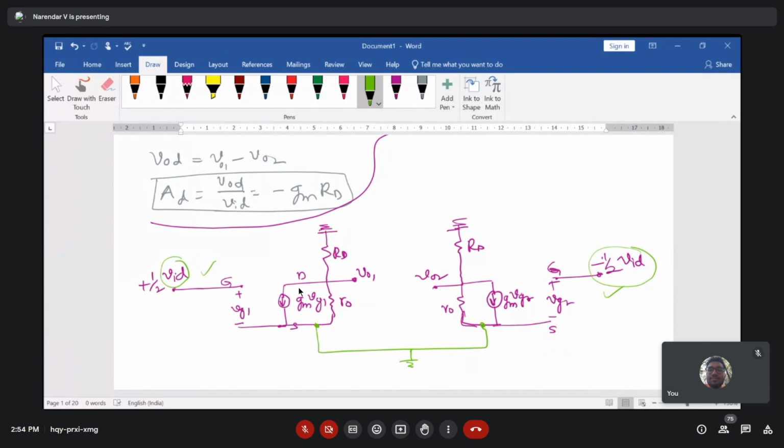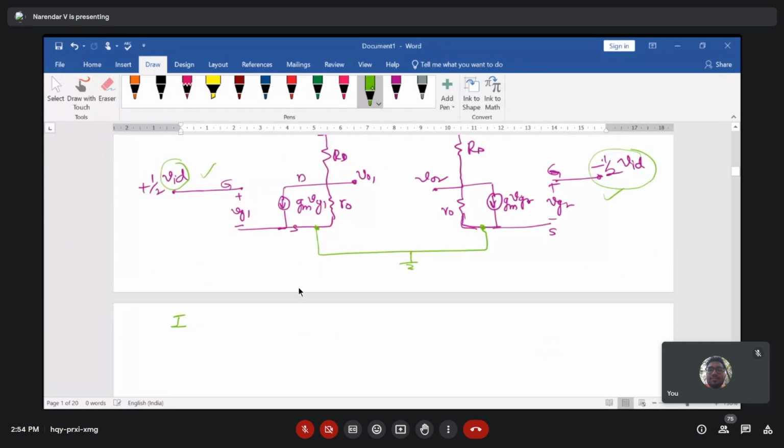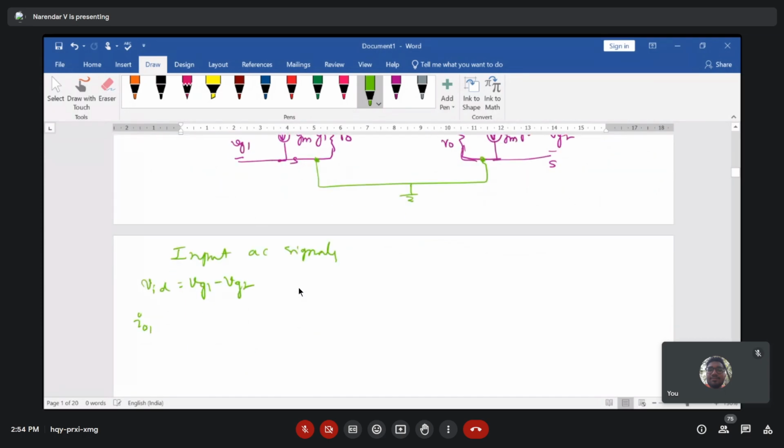Now what is the AC input for this small signal model? You can consider the input AC signals. What is VID? VID is VG1 minus VG2. I01 is GM times VID by 2, and I02 is equal to minus GM times VID by 2. What are the output components? You can write the output AC component V01 as minus GM times VID by 2.